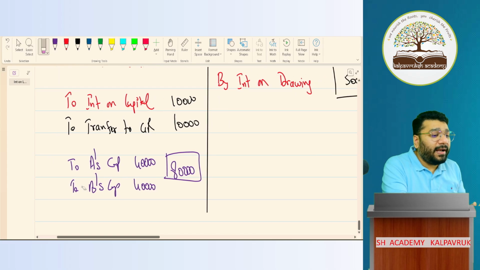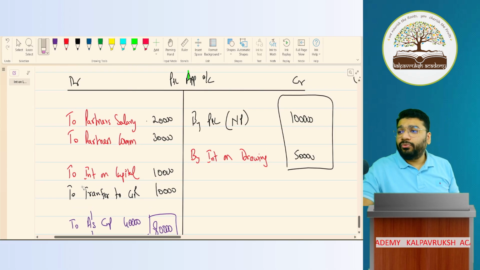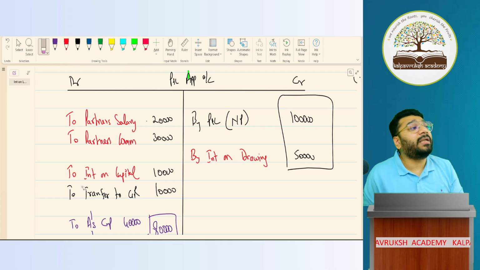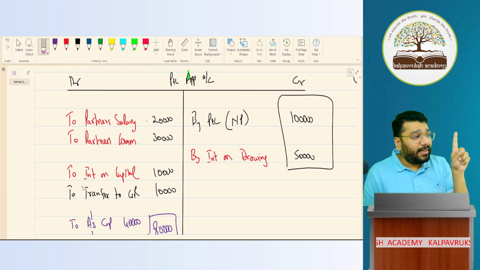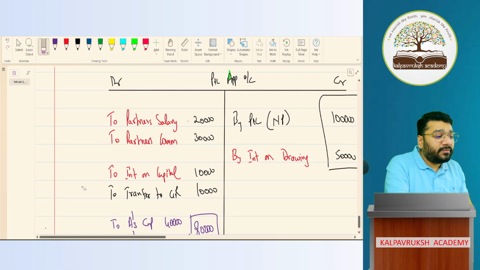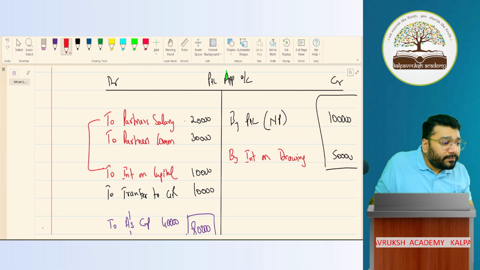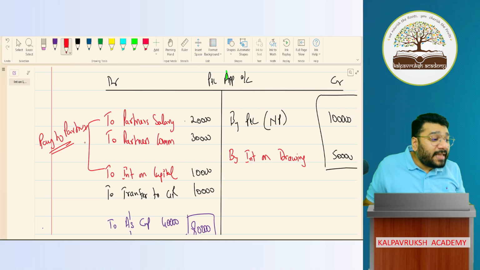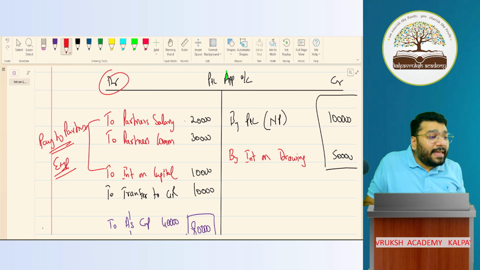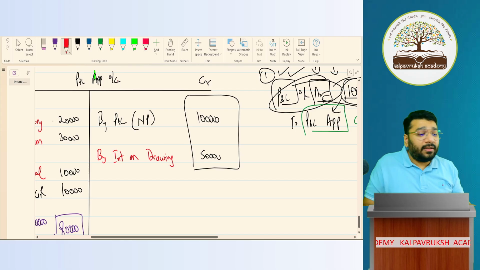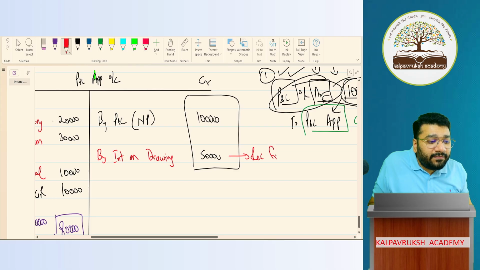I'm just putting into your head which item will come where. So my question to all of you: in your P&L appropriation account, on the debit side, what and all maximum items will come? What is the first item? Partners' salary, partners' commission, interest on capital. All these three are the amounts that we have to pay to the partner. It is like your expenditure, debit all expenses and losses. Got it, not got it? Okay. Interest on drawings we have to receive from the partner, so this is receive from the partner.